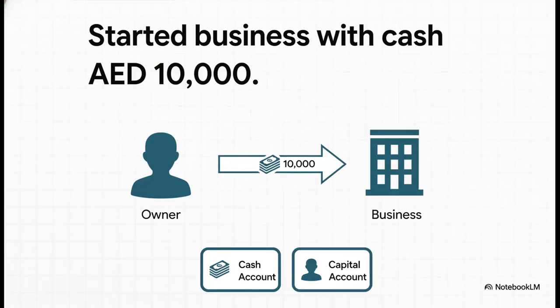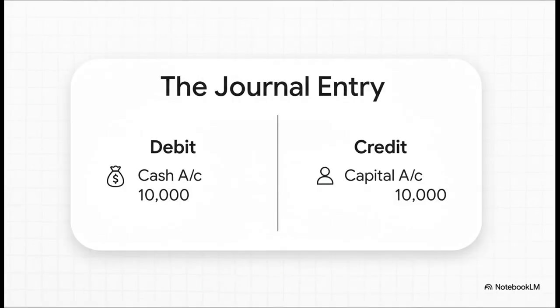All right, first example. The owner decides to start the business by putting in $10,000 in cash. So think about what's happening here. Two things are involved, right? There's the cash and there's the owner's contribution, which in accounting we call capital. So if you were to write this out, the correct entry is a debit to cash for $10,000 and a credit to capital for $10,000.